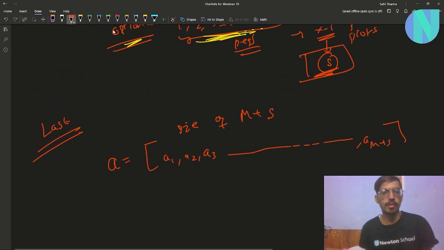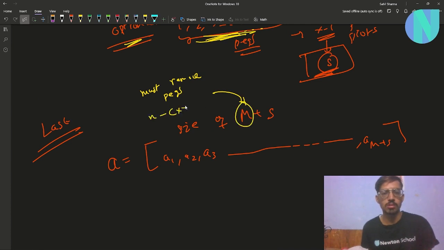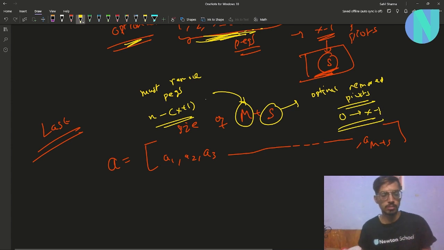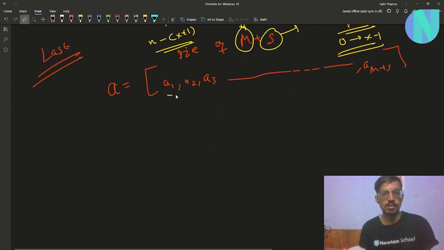Here, your value of m comes from must remove pivots, or you can say pegs. Value of m is equal to n minus x plus 1. And here your value of s, these are the pivots that you removed that are optional, right? Optional removed pivots. And value of s will lie from 0 up to x minus 1, right? Value of s is variable.